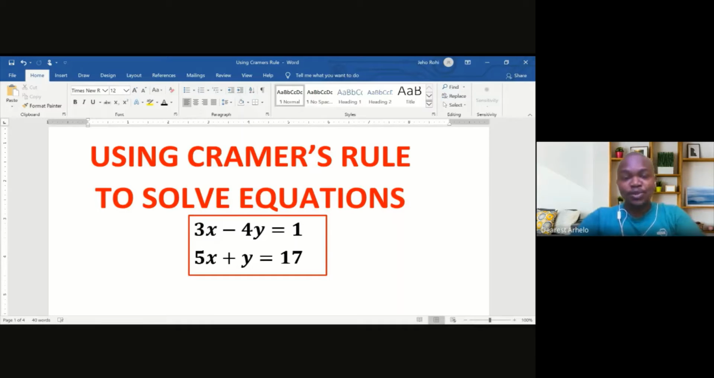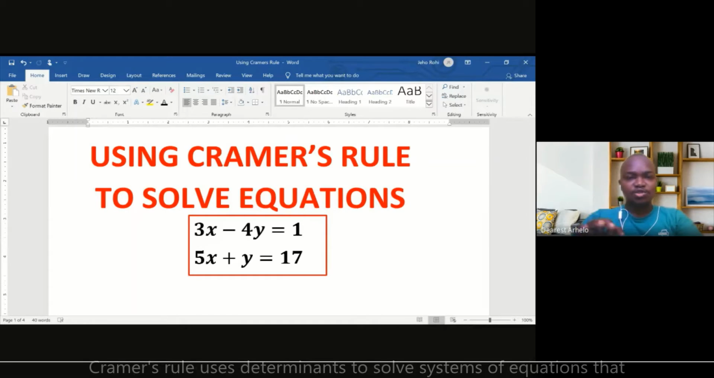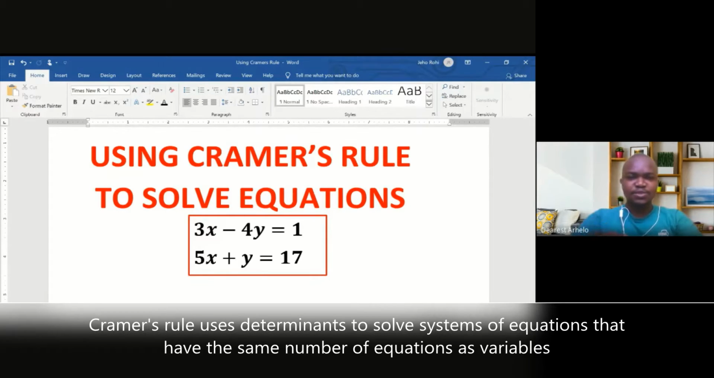In today's video, we shall be looking at use of Cramer's rule to solve equations. We can use Cramer's rule to solve simultaneous equations and equations that have more than two variables. Now, what is Cramer's rule? Cramer's rule uses determinants to solve systems of equations that have the same number of equations as variables.